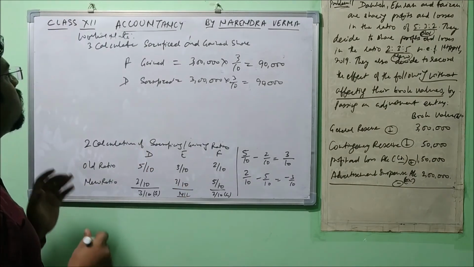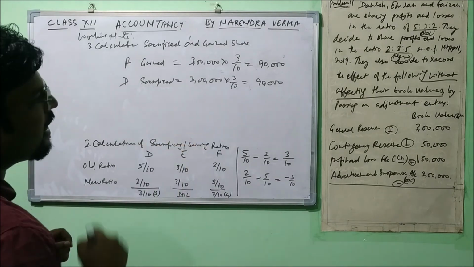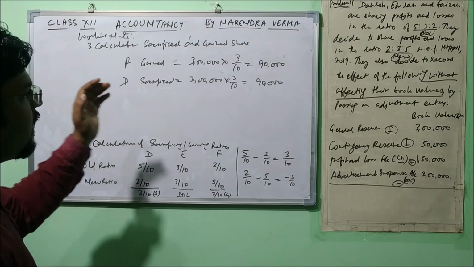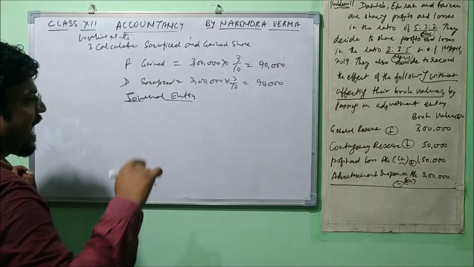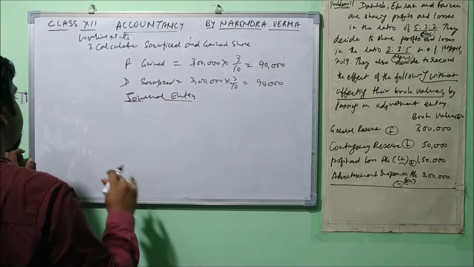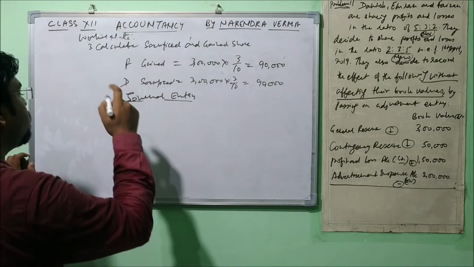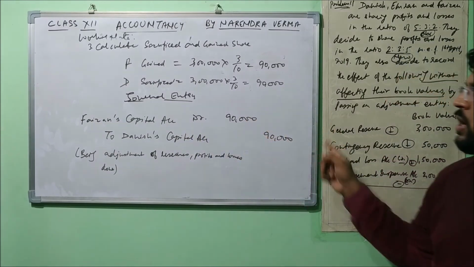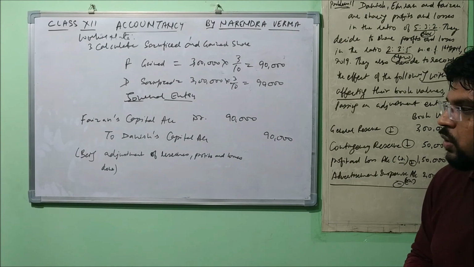Now we go to the last step, passing the journal entry, and in the question also the same has been asked. So this we calculated just for getting these amounts and to have information about it. Now we need to pass the entry. As our net effect was positive, the positive case entry will be done: gaining partners capital account debit to sacrificing partners capital account. And who is gaining here? Faizan. So you can have a look. Faizan's capital account debit 90,000 to Danish capital account 90,000, being adjustment of reserves, profit and losses done.